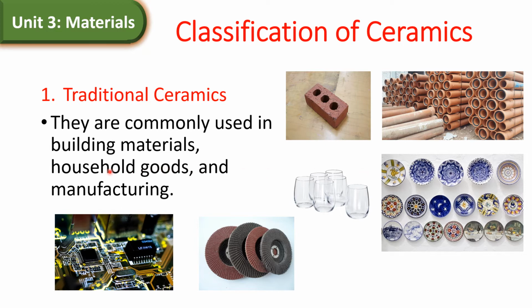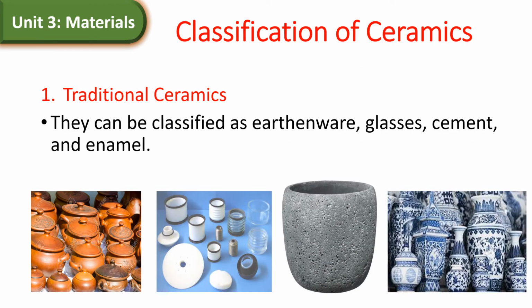Basically, you can find them in common building materials such as bricks and clay pipes. Also in household goods such as glasses or porcelain plates, and also in manufacturing. It can be in electrical applications or simply cutting smooth materials, such as in this picture. Since traditional ceramics are made up of natural materials such as clay, silica, and feldspar, hardened by extreme or high temperature, they are classified into four types.